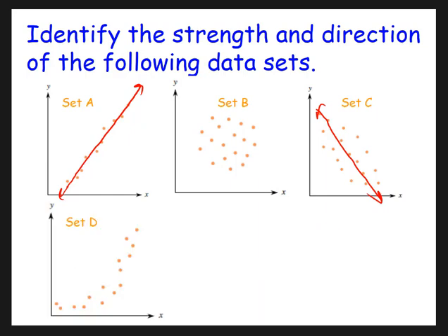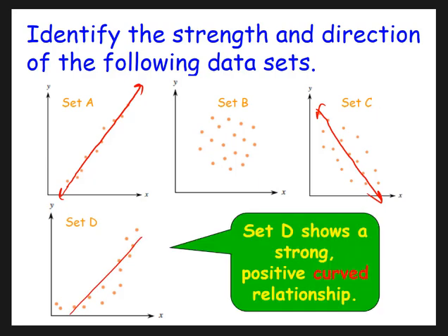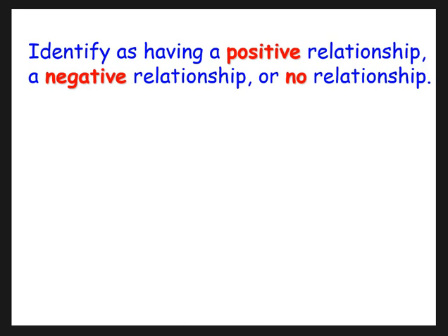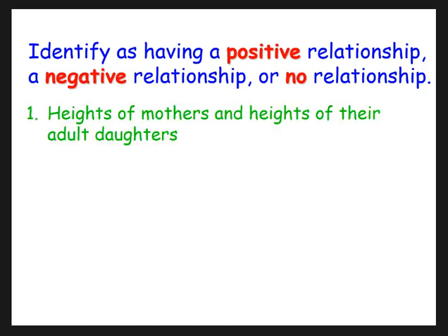This one here, you might want to call it a positive linear relationship, but it is really not quite linear. There's definitely a curve to it. So it's actually not a bad relationship. It's a relatively strong relationship, but it's not linear. It's curved. So we have to identify, first of all, a positive or negative relationship or no relationship, and then the strength of that relationship.